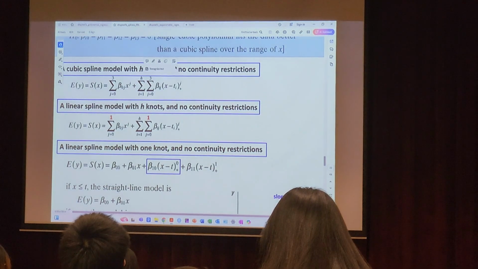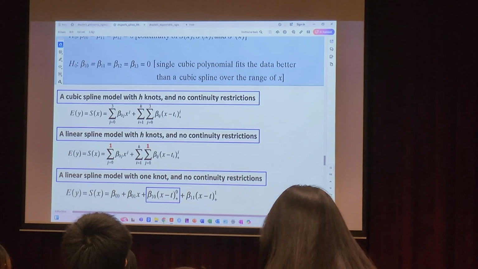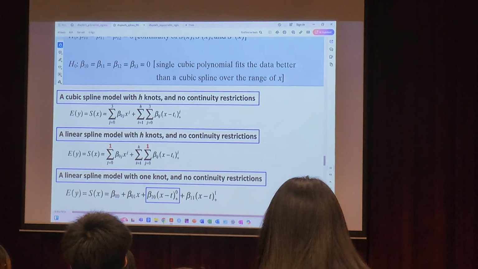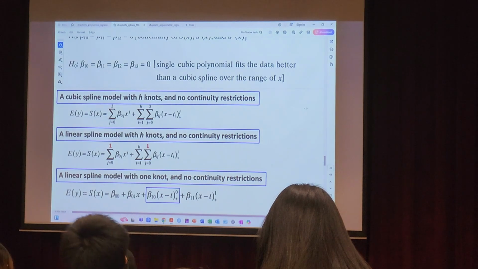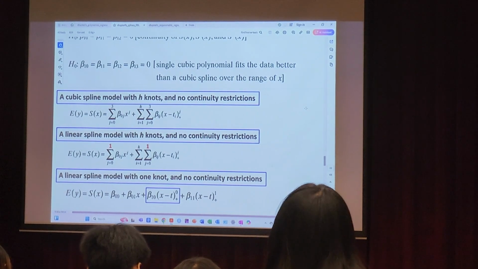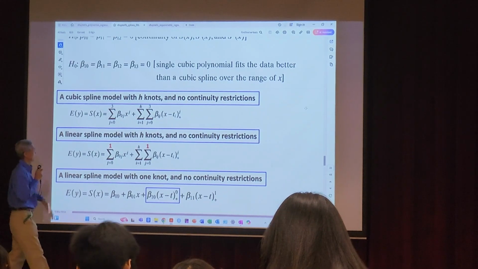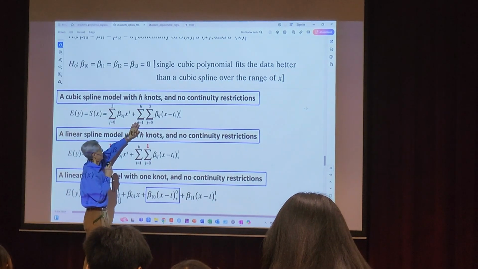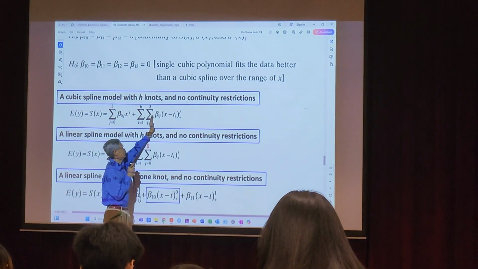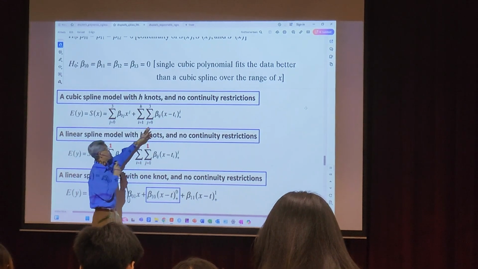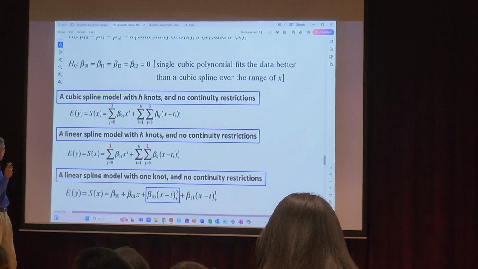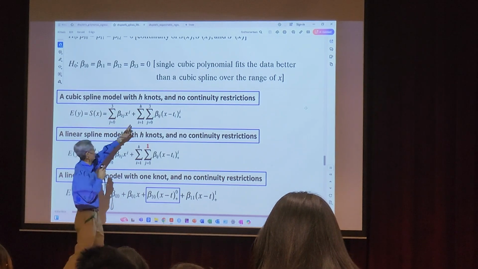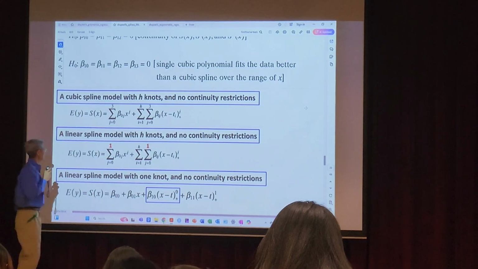Okay, so here let me try and give you a summary of this. The first one: a cubic spline model with H knots and no continuity restriction. See, for every knot, I need to add a polynomial to it, starting with power 0, 1, 2, up to 3. So that's what I do for each of the knots.